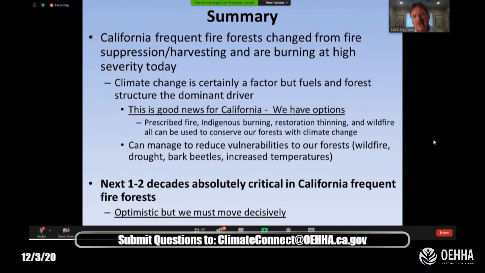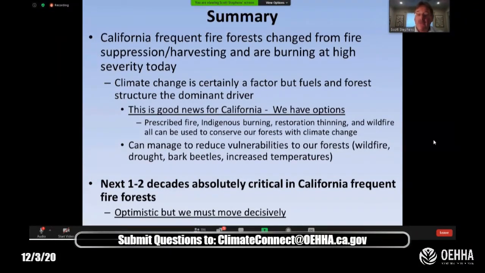In some ways, this is good news. This is good news because we can take actions today to help conserve our forests. Prescribed burning, indigenous burning. I know we're going to have a speaker about this topic coming up soon. Restoration thinning, wildfire management in remote areas. All these things could begin to help us change the trajectory of our forest ecosystems. So we can manage to reduce the vulnerabilities of our forests from wildfire, drought, bark beetles, increased temperatures.